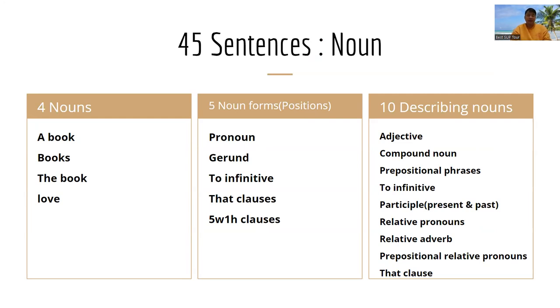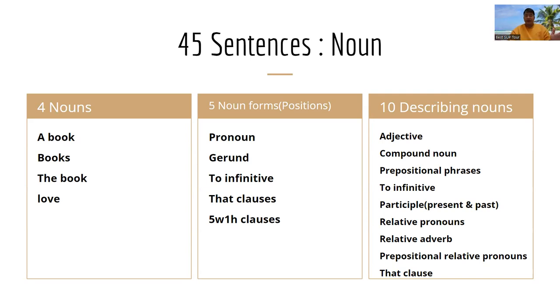We can practice this, and then we can make many more sentences much more easily with nouns. These pronouns and the five noun positions become subjects, objects, and complements, which make sentences with verbs. And also there are patterns for describing nouns, which make nouns clearer. And also it makes a long sentence.